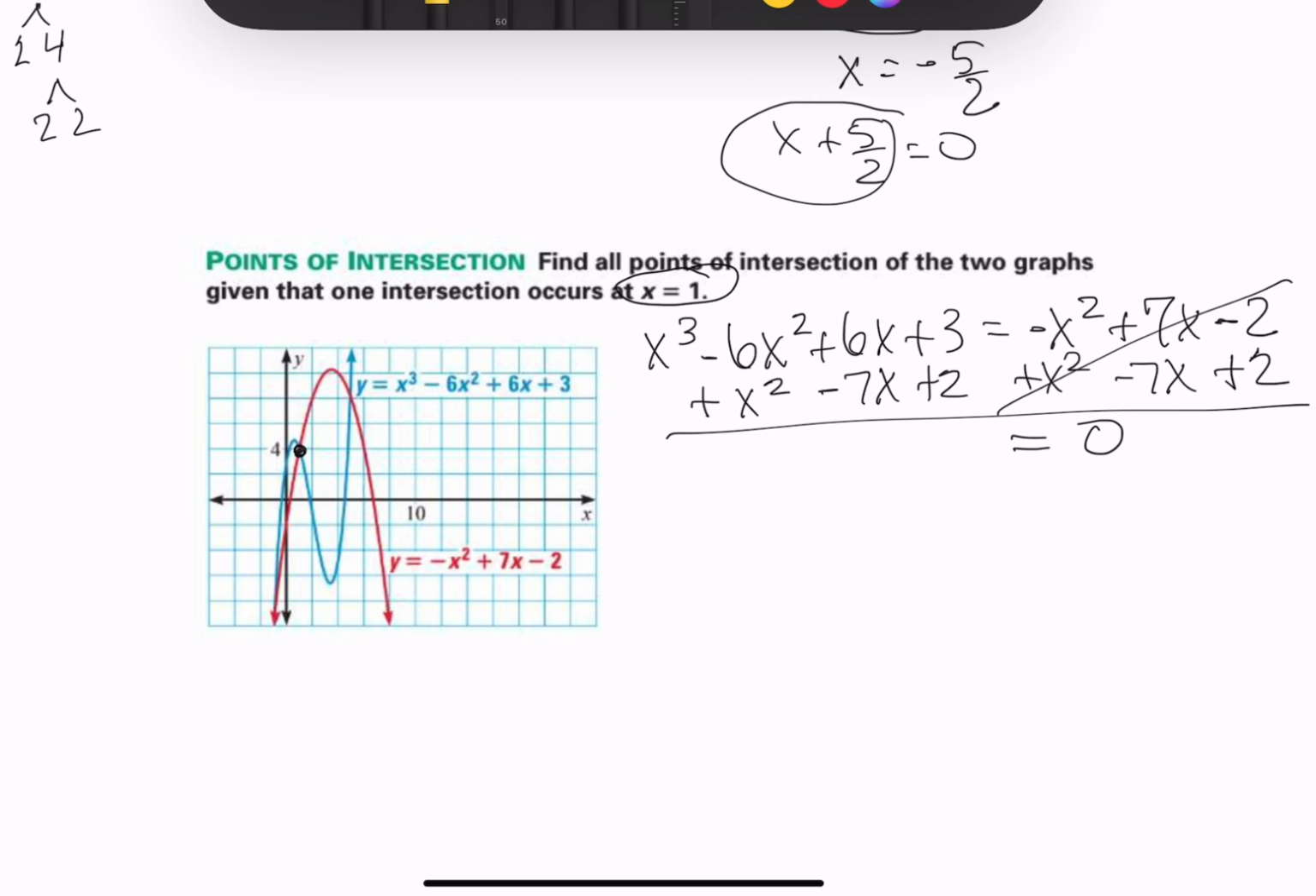And on this other side, I've got a negative 5x squared, and an x cubed. Okay, I don't think I can factor that. However, oh, actually, I think I could factor that.